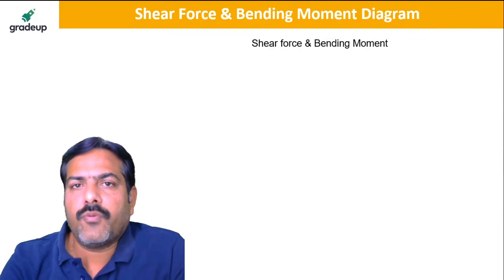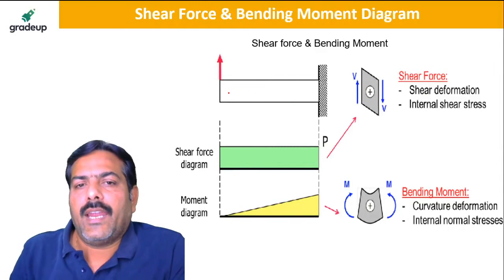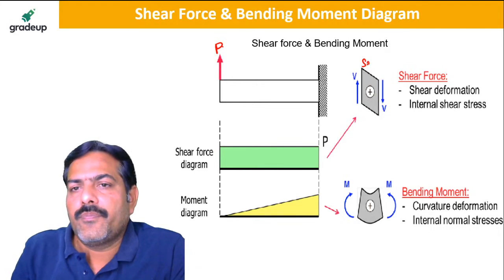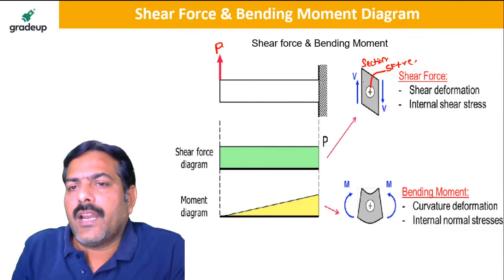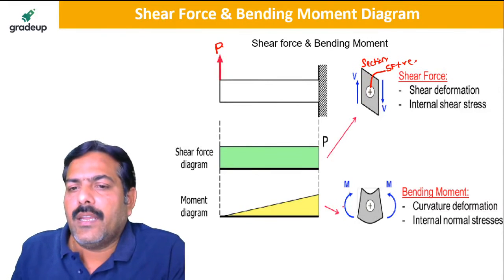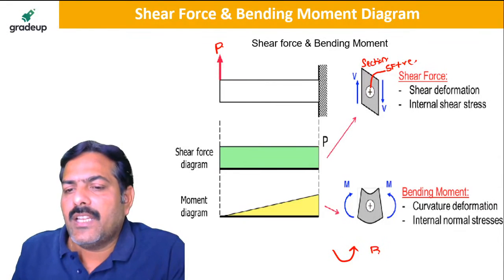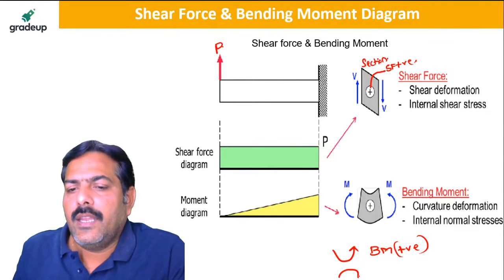So my dear friends, regarding shear force and bending moment for a cantilever beam, if the load P is acting up, and this is the section, then on the right side of the section, if the load is downward, the shear force is positive. On the right side of a section, the shear force is positive for downward load, and on the left side for the upward load. And for bending moment at any section, if it is sagging, the bending moment is positive, and if it is hogging, the bending moment is negative.